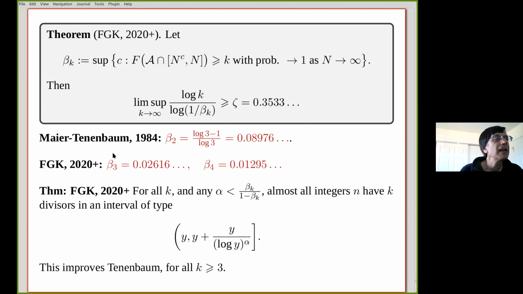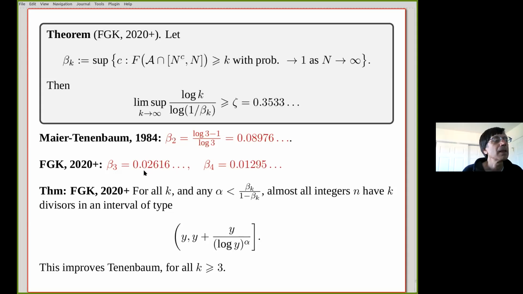Now, the number beta k is connected with a problem of how close can 2 divisors be of a typical integer. So here we're looking at intervals which are smaller than dyadic because this quantity alpha is bigger than 1. And so almost all integers will have a divisor in such an interval, that is for some y, for any alpha smaller than this ratio here.